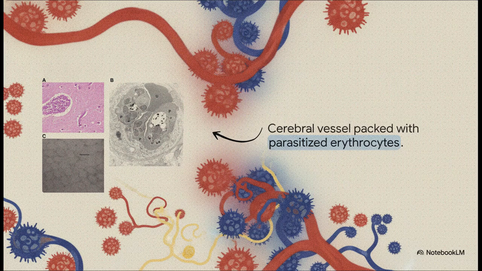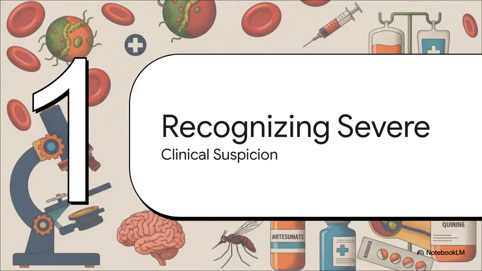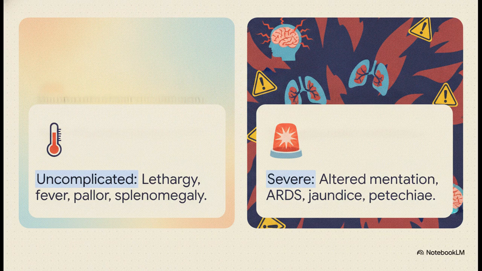This sequestration causes profound tissue hypoxia, metabolic acidosis, and drives that massive multi-organ failure we see clinically. So it's not just systemic vasodilation like your typical bacterial sepsis, it is a physical barrier to perfusion. Section 3. Recognizing severe malaria. The absolutely crucial point here is distinguishing early on between a patient who just has uncomplicated malaria and can safely tolerate oral meds versus one who is critically ill and needs aggressive IV intervention.